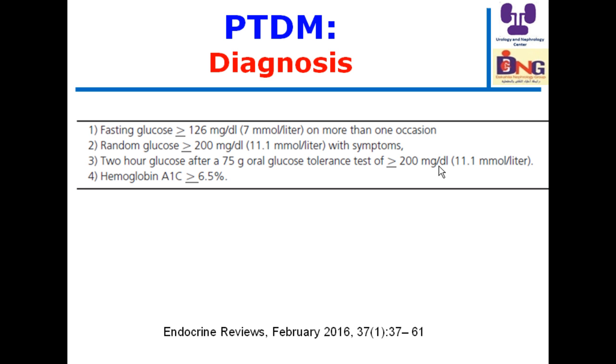How to diagnose post-transplant diabetes is by following any of these 4 values. Fasting glucose exceeding or equal 126 milligram per deciliter, 7 millimole per liter, on more than one occasion. Random plasma glucose equal or exceeds 200 milligram per deciliter, 11.1 millimole per liter, with presence of diabetic symptoms. 2-hour glucose after a 75 gram oral glucose tolerance test equals or exceeds 200 milligram per deciliter, 11.1 millimole per liter, or hemoglobin A1C equal or exceeds 6.5%.